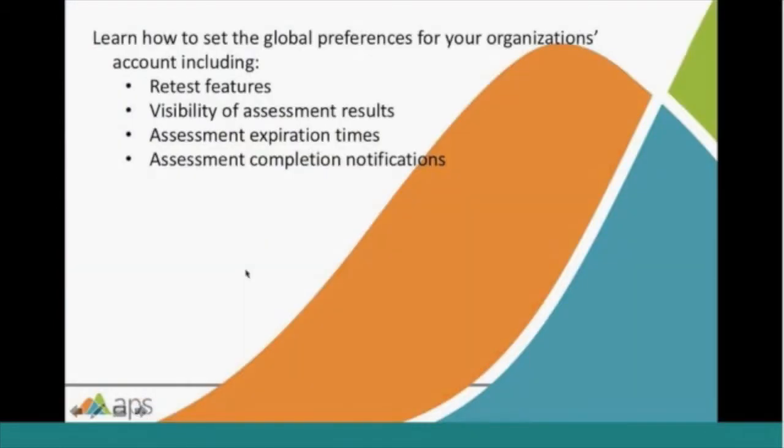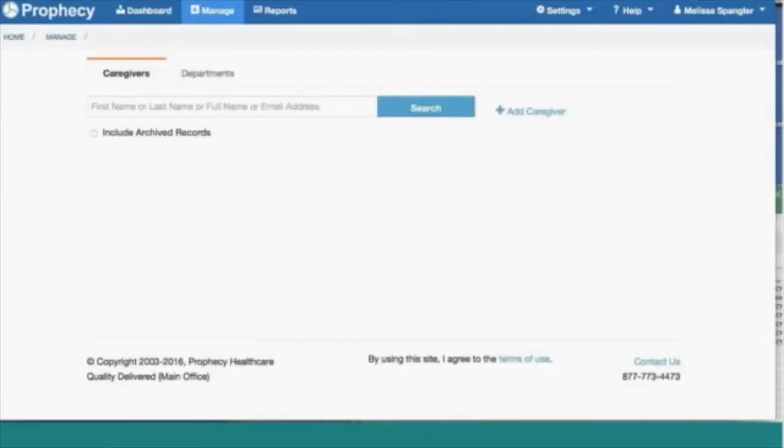The purpose of this particular training section is to learn how to manage the global preferences for your Prophecy account, including retesting features, visibility of assessment results, assessment expiration times, as well as completion notifications.